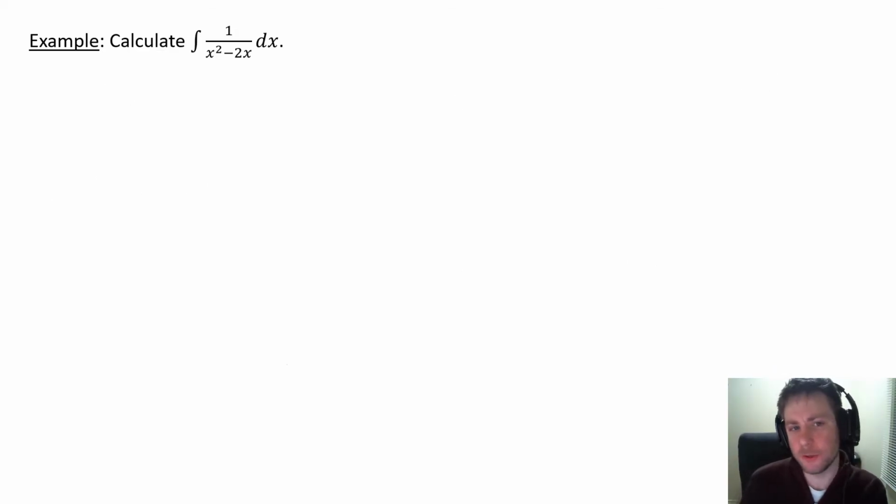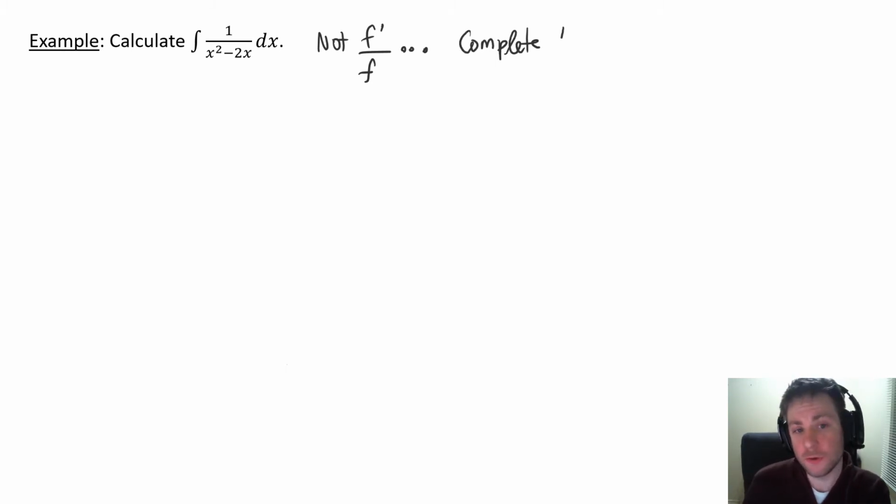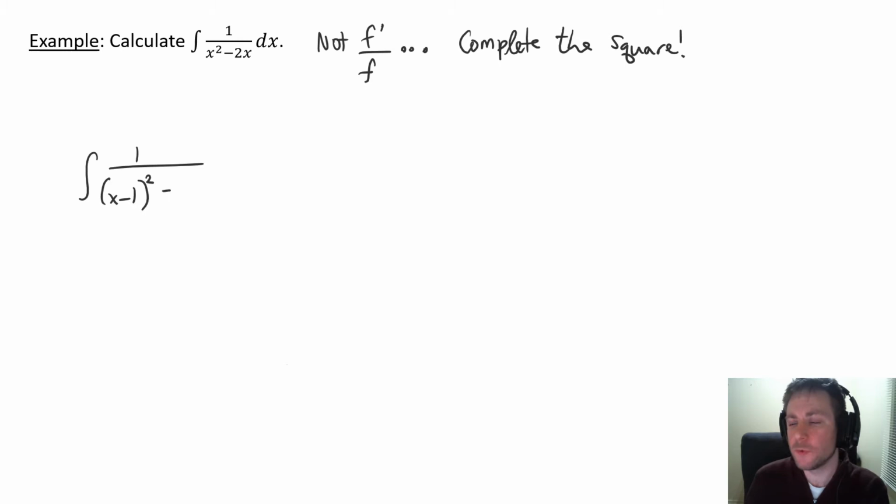Let's try an example. When it comes to calculating this integral, the first observation I would make is that it's not of the form f prime over f, and there's no other obvious substitution that could get the job done here. So having said that, we know that we should also look for sums or differences of squares. And we can get one of those by completing the square. Let's try it. Pause and check for yourself that completing the square gives you the result that you see now.